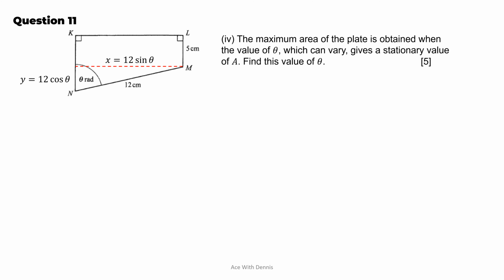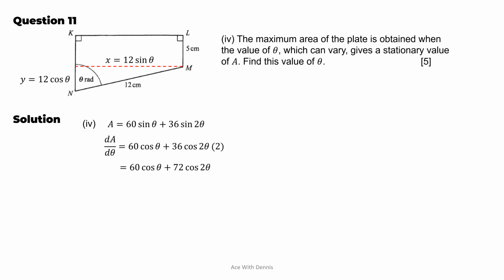Part 4. The maximum area of the plate is obtained when the value of theta, which can vary, gives a stationary value of A. Find the value of theta. 5 marks. Right, here's the solution. The area equals 60 sine theta plus 36 sine 2 theta. Since the question says that it is a stationary value, we differentiate dA over d theta, which equals 60 cosine theta plus 36 cosine 2 theta times 2. Simplify, we get 60 cosine theta plus 72 cosine 2 theta.